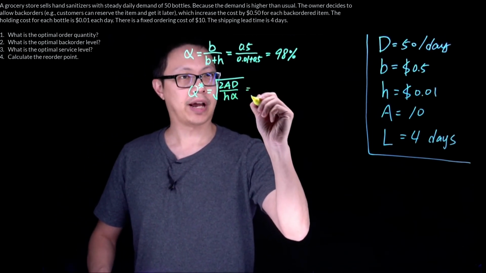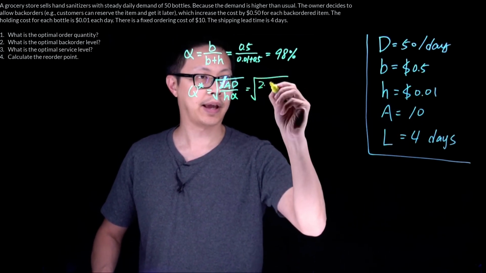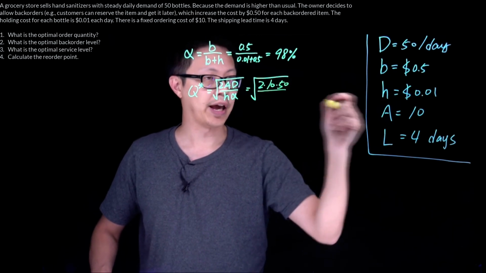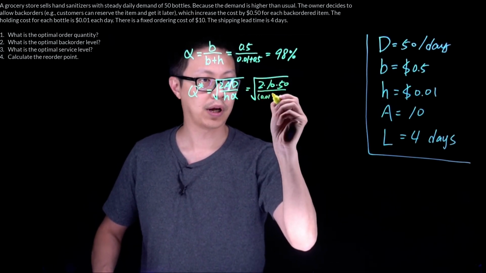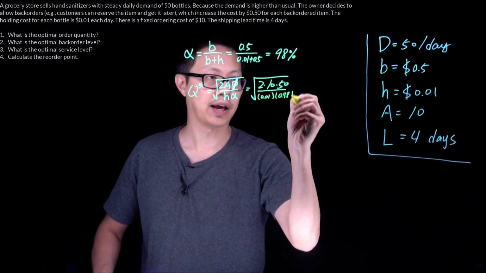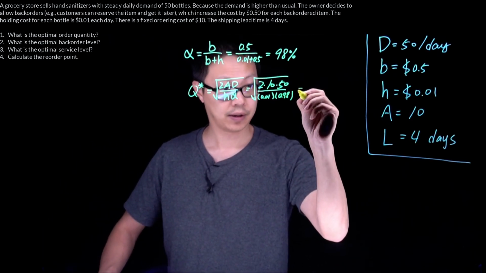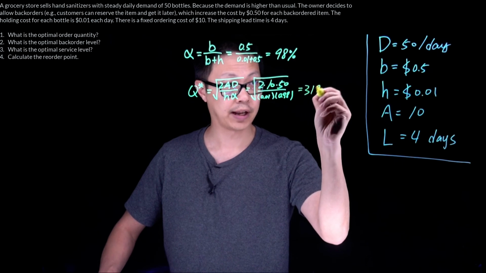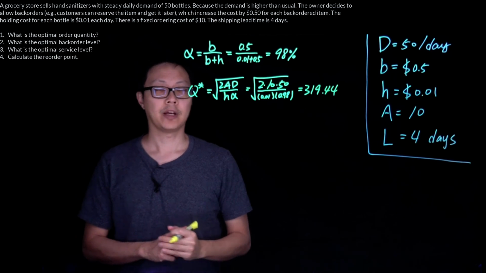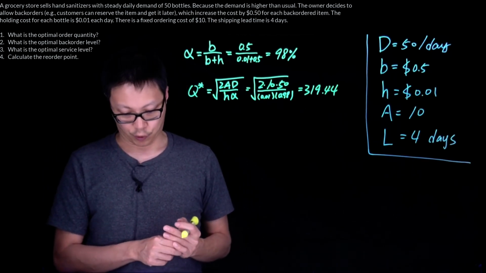So we plug in all the numbers. 2 times 10 times 50 divided by H, which will be 0.01, and alpha will be 0.98. And I believe this is somewhere around 319.44. Okay. Then the next thing we can calculate will be the back order level.